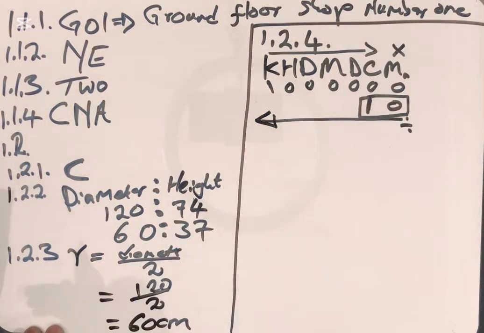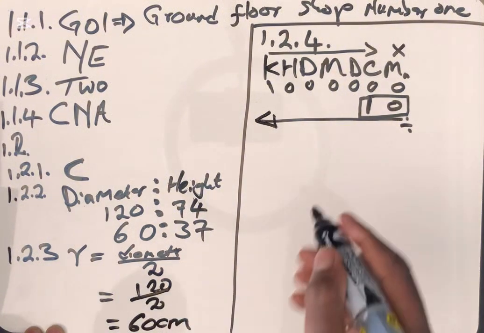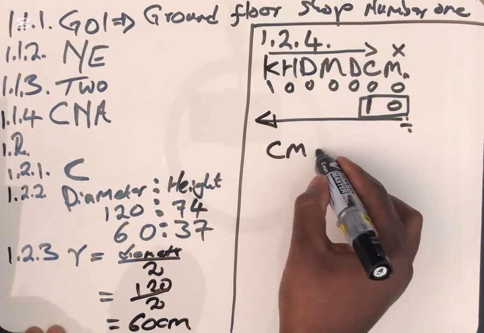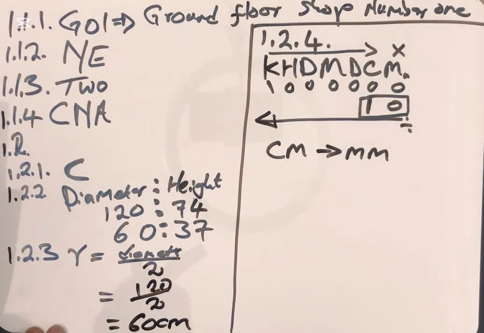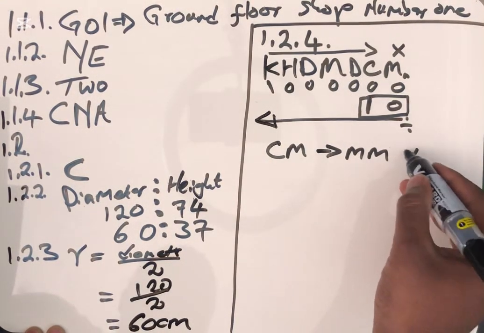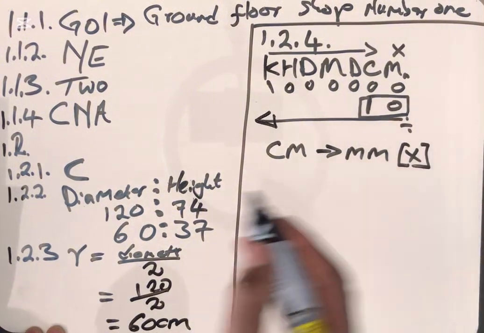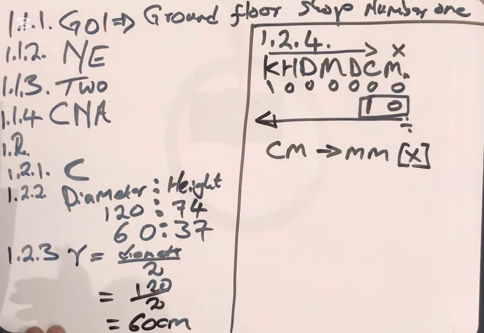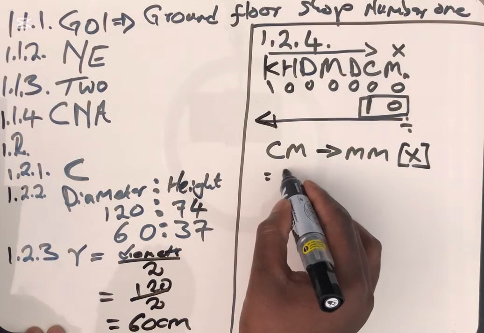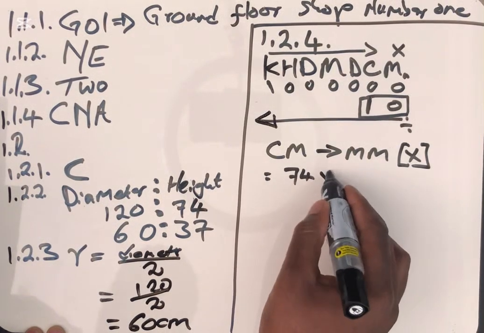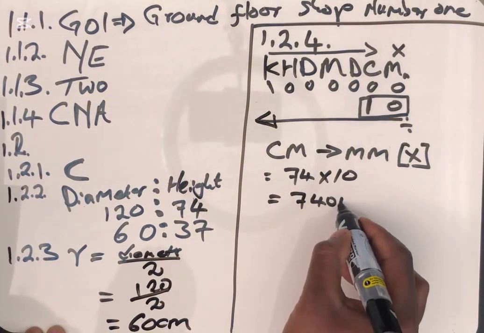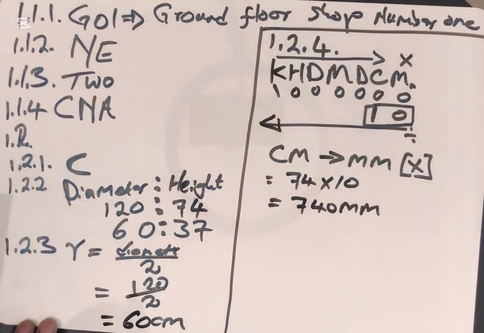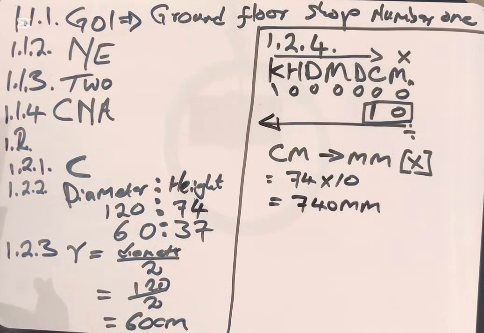So in this case, we are converting from what? We are converting from centimeters to millimeters, meaning that we are converting from big to small. We must multiply by the converting factor, and our converting factor here is 10. So our answer here is going to be 74 multiplied by 10, which is 740 millimeters. I believe I explained this in a better way.